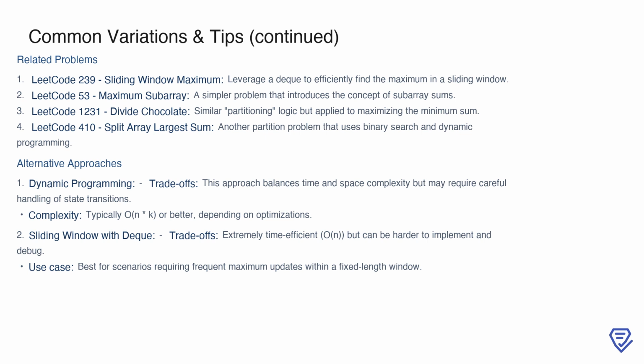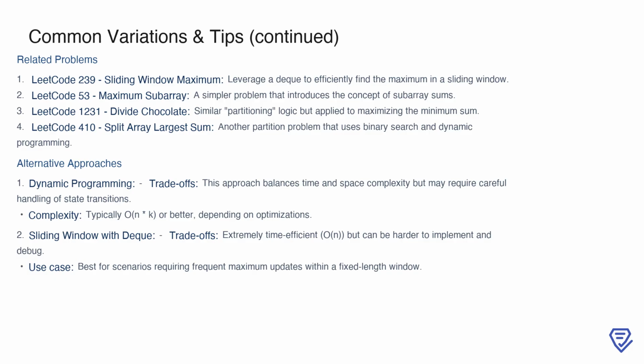For instance, LeetCode 239, Sliding Window Maximum, demonstrates how to use a deque to efficiently find the maximum in a sliding window. LeetCode 53, Maximum Subarray, introduces the idea of summing subarrays, but in a simpler context. LeetCode 1231, Divide Chocolate, applies a similar partitioning strategy, but with the goal of maximizing the minimum sum, adding a twist to the logic. Another related problem, LeetCode 410, Split Array Largest Sum, involves partitioning an array to minimize the largest partition sum, which can be tackled using binary search and dynamic programming.